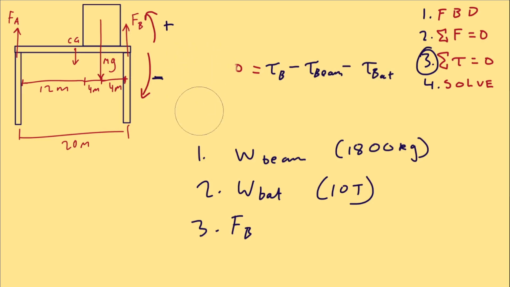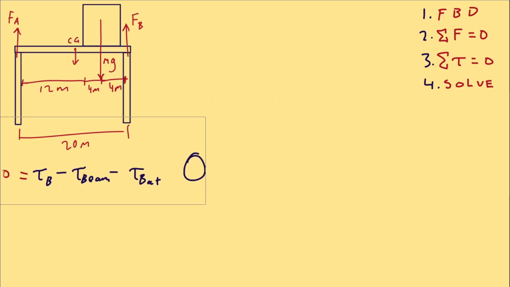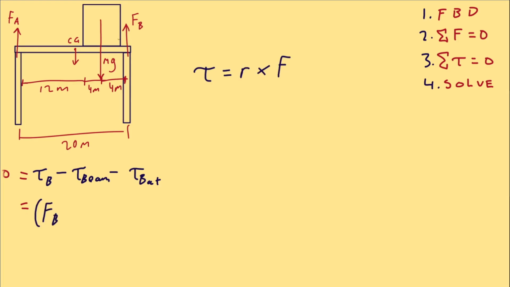Let's quickly make some space. The torque formula is lever arm multiplied by force. So the force of B, being this, multiplied by the lever arm, which is the distance from the pivot. It's on the edge, so 20 meters. Minus, next, the torque of the beam. And the torque of the beam would be the center of gravity weight. We'll just label it with beam weight. Multiplied by that lever arm, which is 10. Because it's in the middle, so it'd be halfway here.